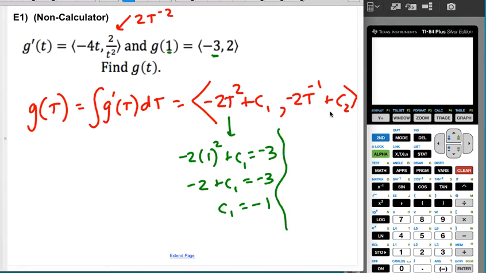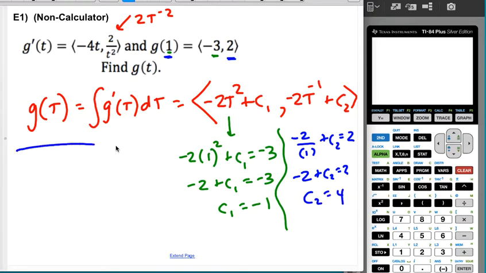For my c sub 2, I know that if I plug in a 1, I should get an output in the y direction of 2. So negative 2 divided by 1, because that's what a t to the negative first would be, plus c sub 2 should give me a 2. So negative 2 plus c sub 2 is a 2. It seems that my c sub 2 is a 4.